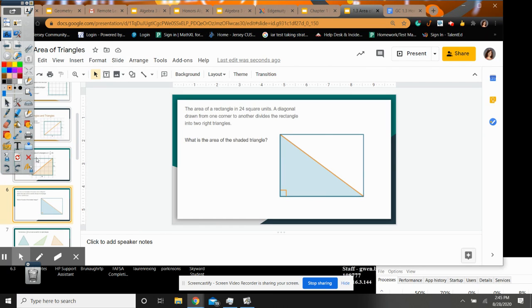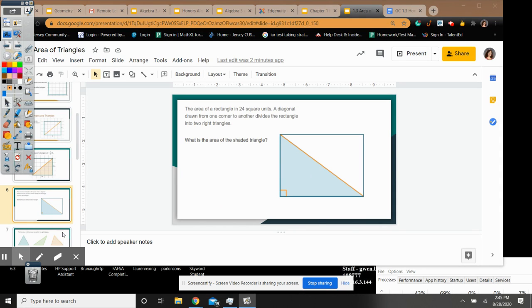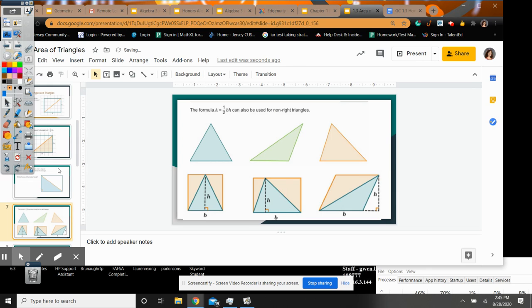So the area of a rectangle in this picture is 24 square units. So let's pretend there's 24 squares here. If you cut it right here, what is the area of the triangle? Well, if the whole thing is 24, there's 2 triangles that make that up. We should divide it by 2, and we will get 12 square units for the area of that triangle, because you would have 12 here and 12 here, and when you put it together, that would be 24.